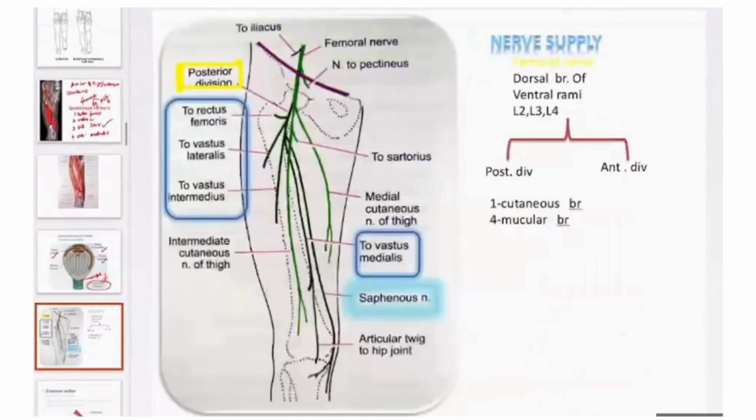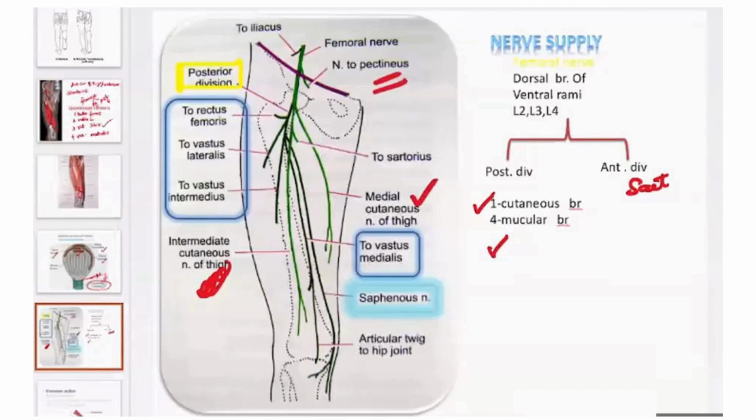Now you trace the anterior and posterior division of the femoral nerve. See on the picture, the anterior division gives off branches to sartorius, and the posterior division gives off 4 muscular branches and 1 cutaneous branch. The cutaneous branch is nothing but the intermediate cutaneous nerve of thigh. So clear? You trace the picture from above downwards. There are 2 distinct colors, one dark green and one light green, right? So that light green color is the anterior division, which is giving off the medial cutaneous nerve of thigh.